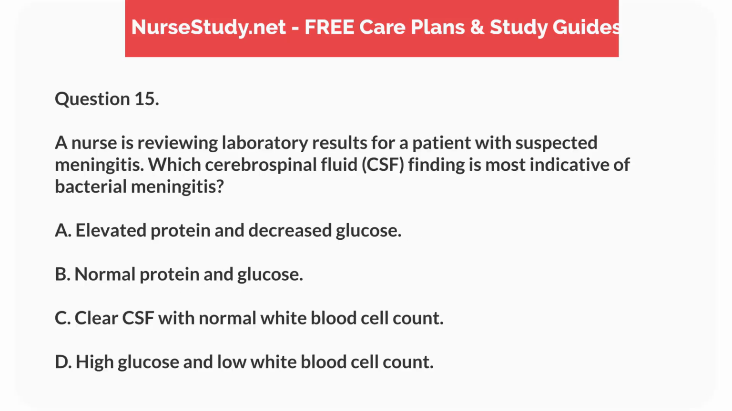Question 15. A nurse is reviewing laboratory results for a patient with suspected meningitis. Which cerebrospinal fluid, CSF, finding is most indicative of bacterial meningitis? A. Elevated protein and decreased glucose. B. Normal protein and glucose. C. Clear CSF with normal white blood cell count. D. High glucose and low white blood cell count.